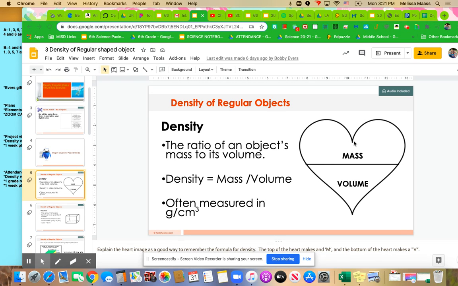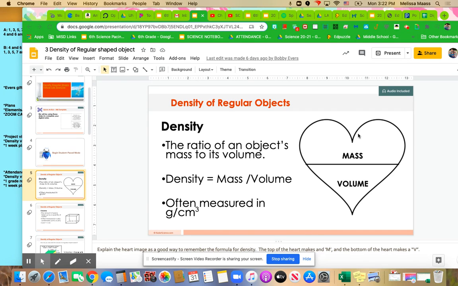Now, remember, density is pretty much a measure of an object's mass to its volume, meaning at the end of the day, we can kind of see if an object is going to float or sink without even doing an experiment. We can just do the math behind it. I did mention it once upon a time, but the density of water is 1. So therefore, anything greater than 1 is going to sink. Anything less than 1 is going to float.